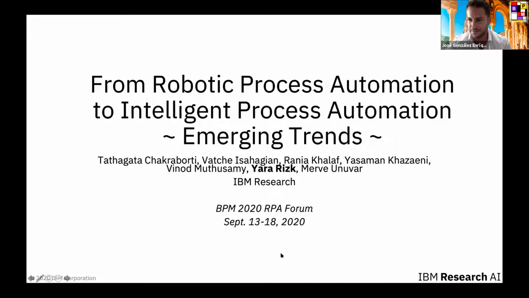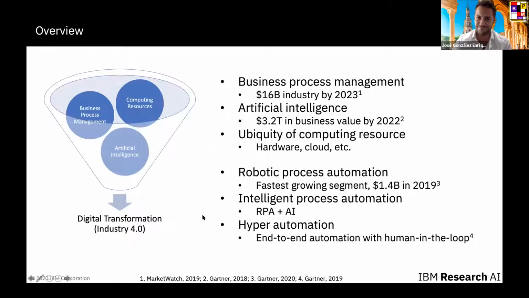Thank you. Hello again. I'll also be presenting this work, which is by the same team at IBM Research. To quickly motivate this work, we all have been hearing about digital transformation, Industry 4.0, but really some of the main drivers that allowed this digital transformation to come to bear was the prevalence of business process management in industry. It's estimated to exceed $16 billion in about 3 years. That's a huge market.